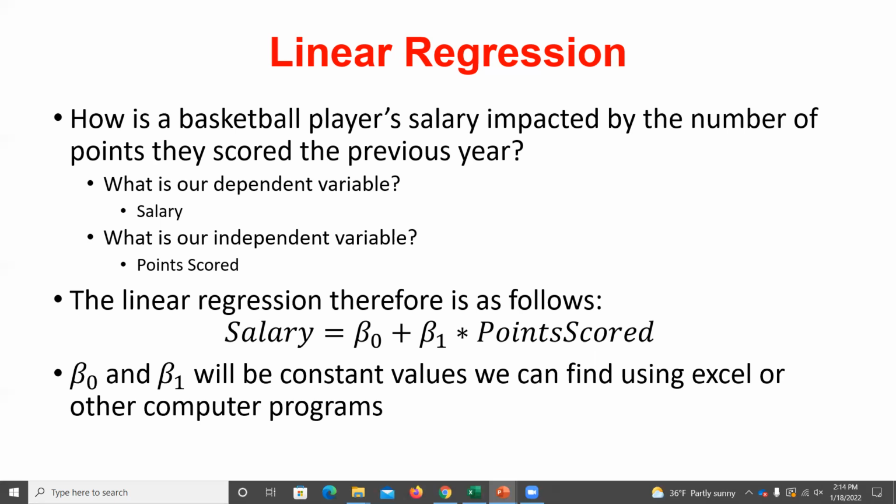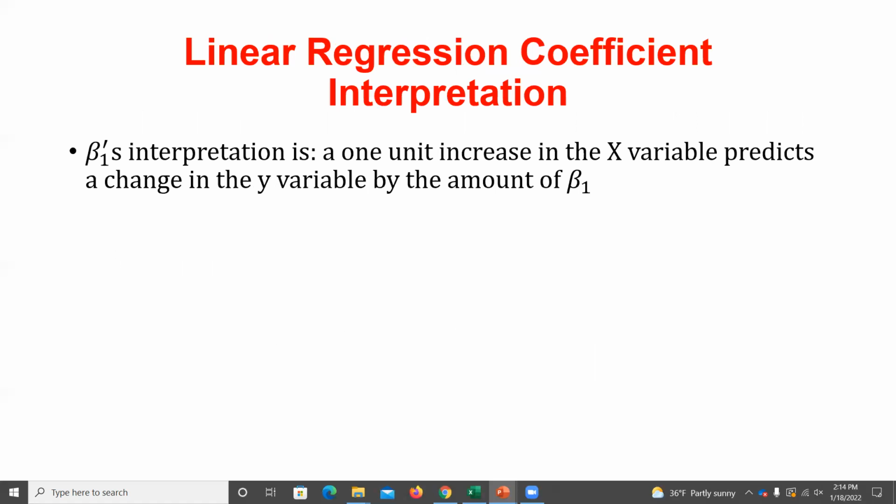So there are going to be some constant values that Excel, or some other computer program, is going to spit out at us. Okay? But once we have them, we can use them to make predictions and interpretations. So for example, here I just reiterated the general form of the interpretation of our slope coefficient beta 1. But let's say I'm trying to estimate this relationship between points scored and salary. And I run this regression analysis in Excel, and it spits out these values for your intercept and your slope that would give you the line of best fit.